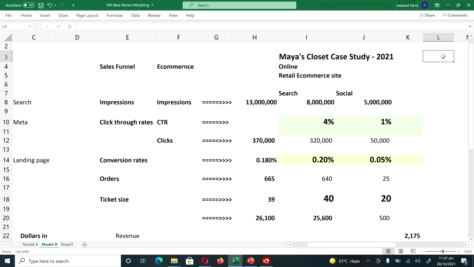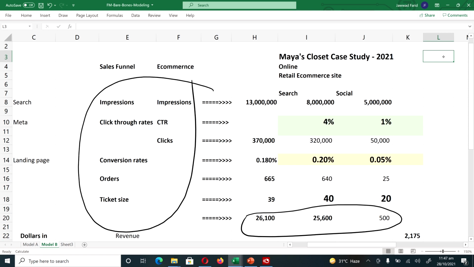The first model we look at for Maya's closet asks a fairly simple question. What would it take to cross $26,000 in sales for the full year? It's based on a simple sales funnel which drives off our traditional conventional sales funnel for an e-commerce site. So the number of search impressions basically feed into click-through rates. Click-through rates give you clicks. Clicks together with conversion rates give you orders, and orders multiplied by ticket size will give you your total sales.